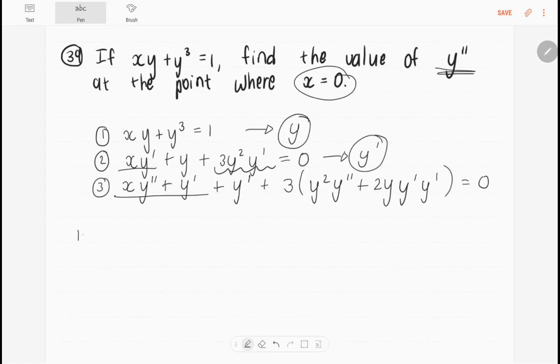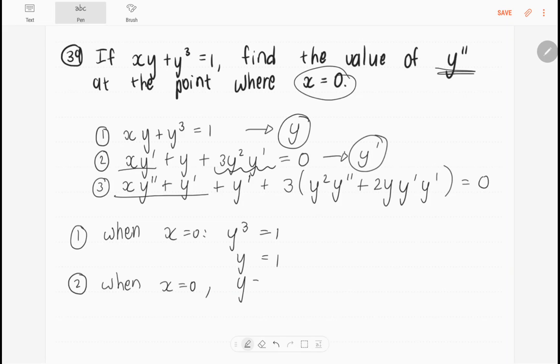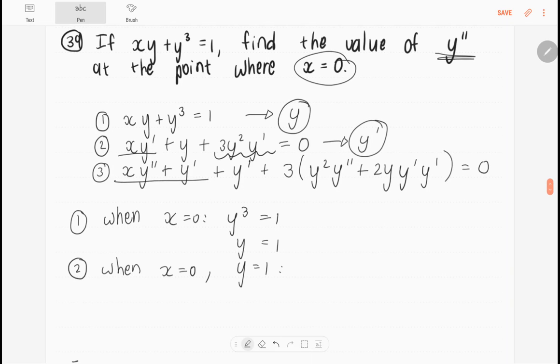So what we're going to do is we're going to take equation number 1, when x equals 0, and then it becomes y cubed equals 1, so y equals 1. Then we're going to take equation number 2, when x equals 0, and y equals 1, which gives us 1 plus 3y prime equals 0. So we get y prime equals minus a third.